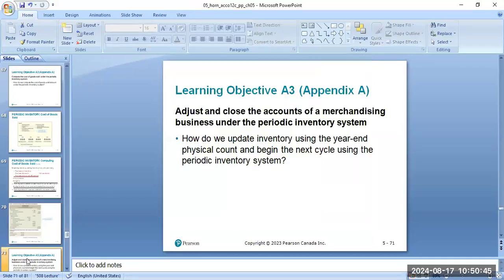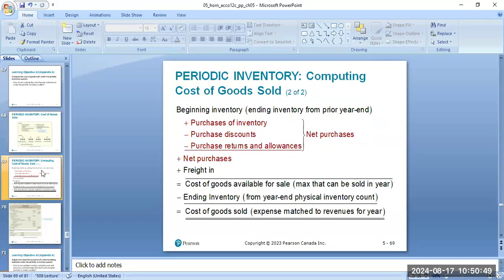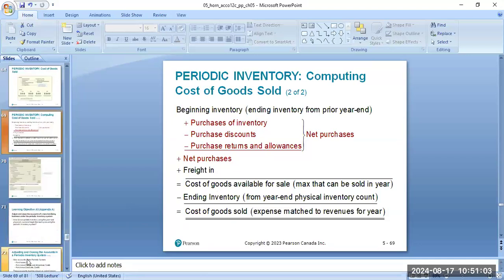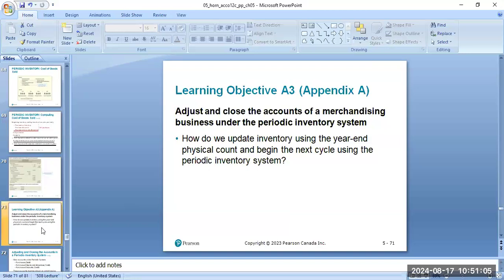It's very straightforward. The only thing that I want you to know is to keep in mind this calculation here and to have it with you all the time, especially when we're dealing with the periodic inventory. Now, the last thing that we have to do is to adjust and close the accounts of the merchandising business under that periodic inventory system.